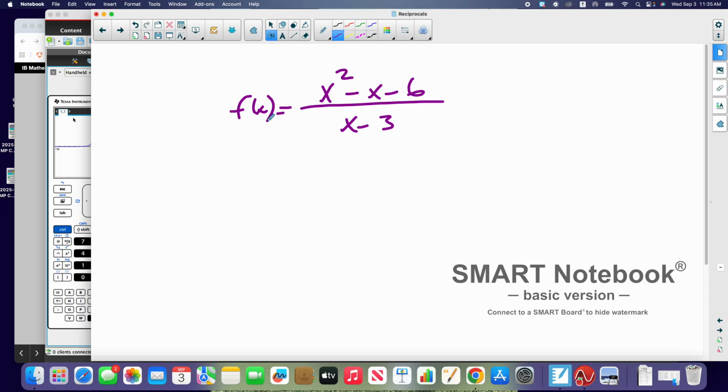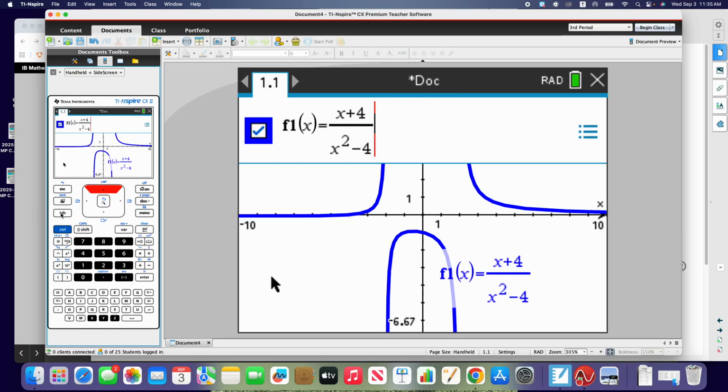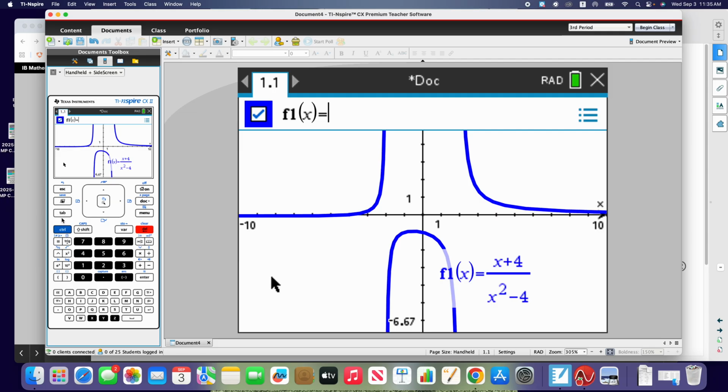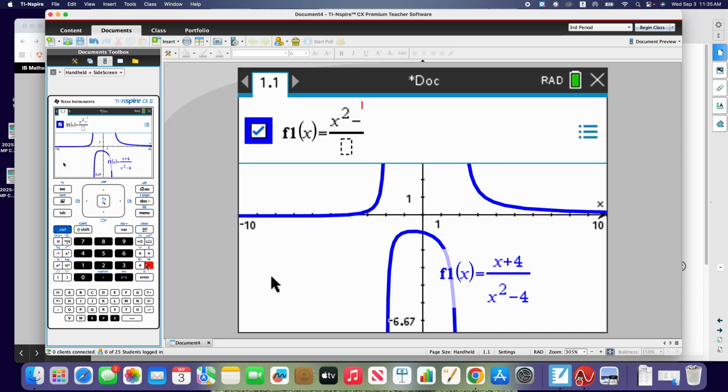All right, you can go and type it in your calculator. All right, so I'm going to move. I know you were copying, but I'm going to go up here. I'm going to delete that one out. I'm going to put another one in. So I'm going to go control division, which sets that up for me. I'm going to type x squared minus x minus 6 over x minus 3. Okay? I'm going to hit enter.